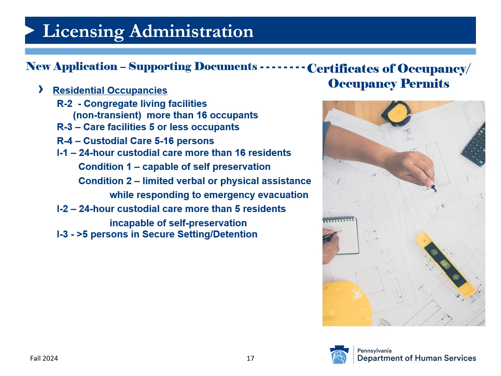We would require an I2 for 24-hour custodial care of more than 5 residents incapable of self-preservation. And an I3 would be for more than 5 persons in a secure setting or a detention-type setting.